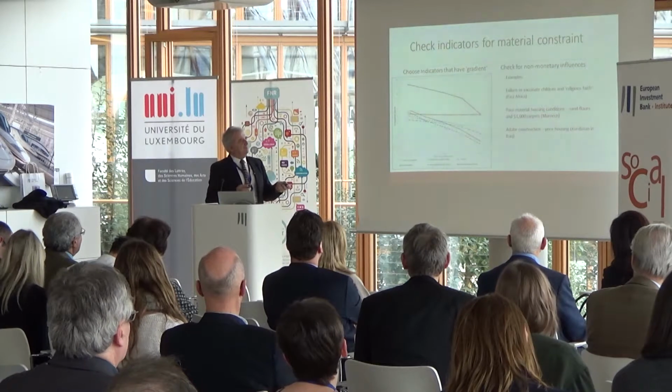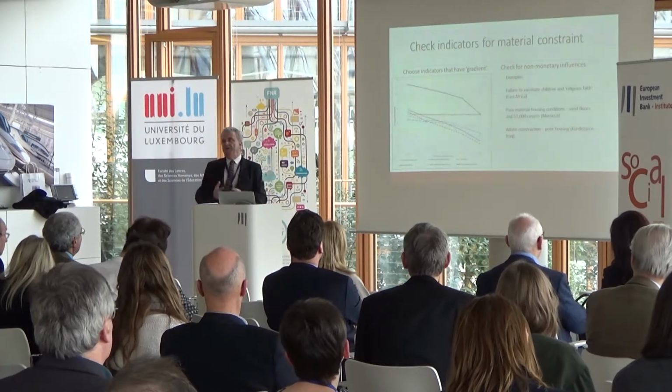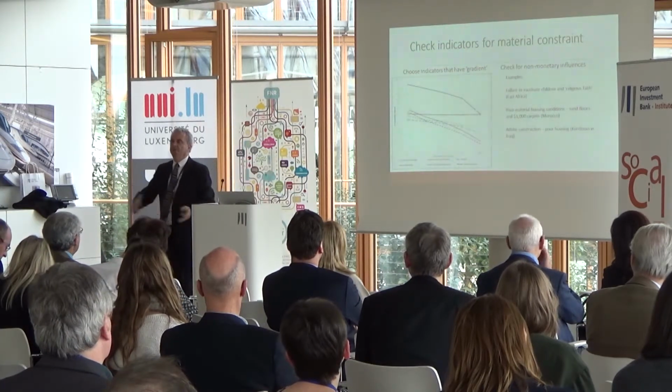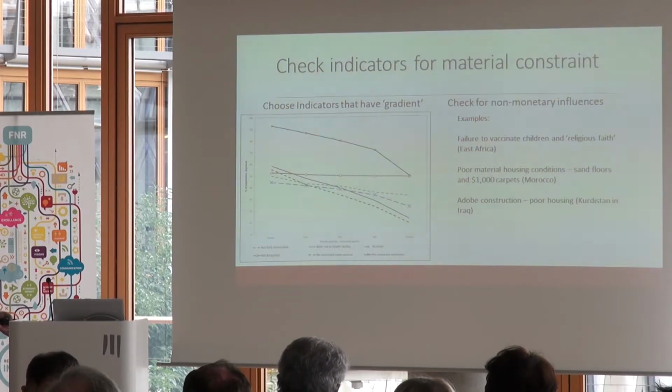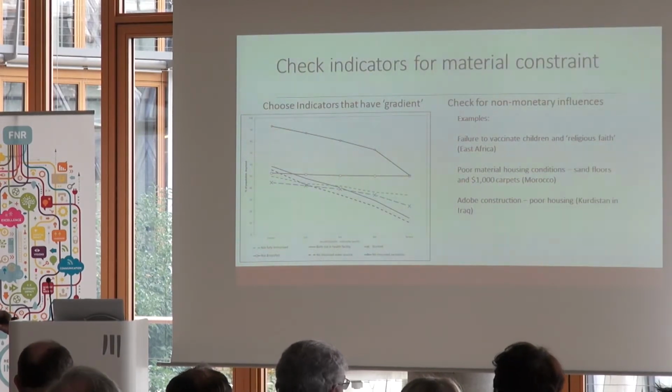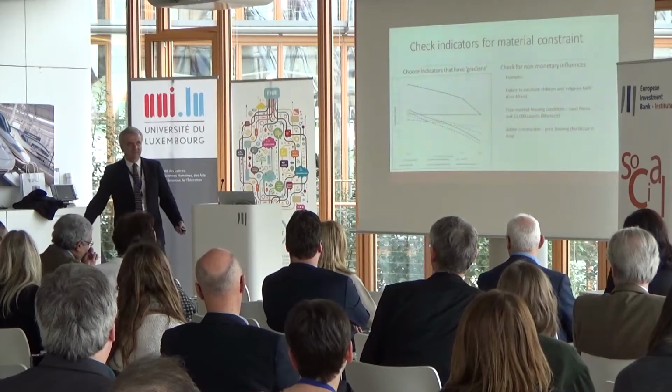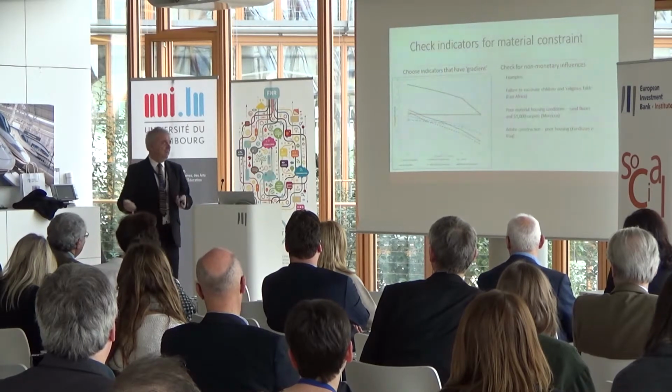Similarly, in Morocco, when they came to look at creating a multidimensional poverty index, there was something about not having a concrete floor or not having a solid floor. And they found very high numbers of people in the Berber population to be poor. And then they realized they all had $1,000 carpets covering the sand. Again, a potential political problem.